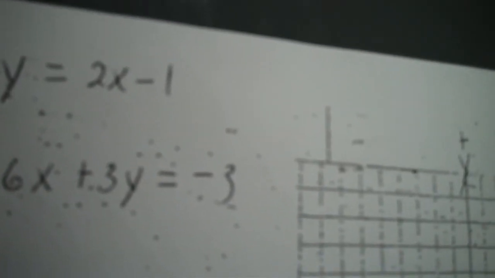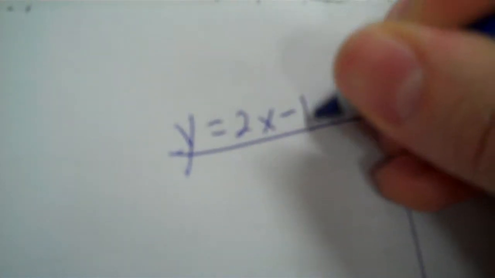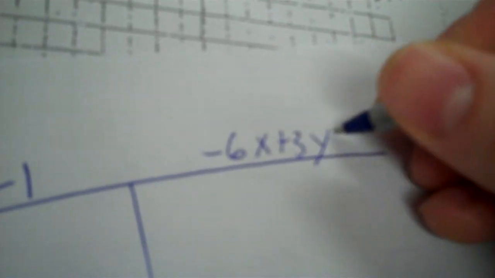Okay, then the last one. Y equals 2x minus 1. And then negative 3x plus 3, negative 6x plus 3y equals negative 3. So again, I go make my table so I get the information I need to graph it. Y equals 2x minus 1. Then the other side you have negative 6x plus 3y equals negative 3.